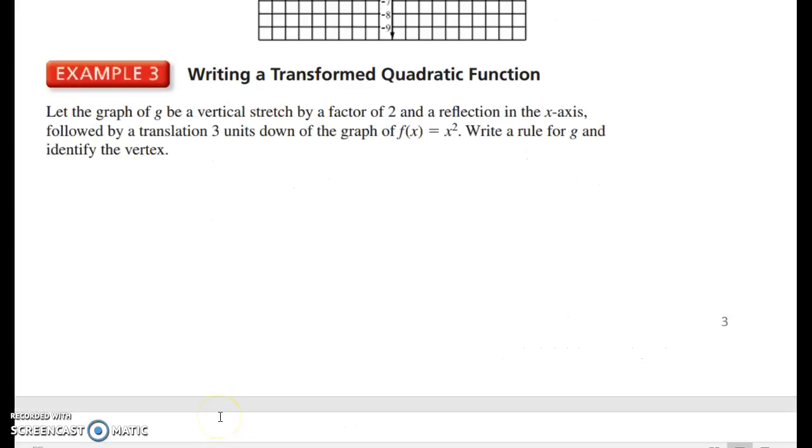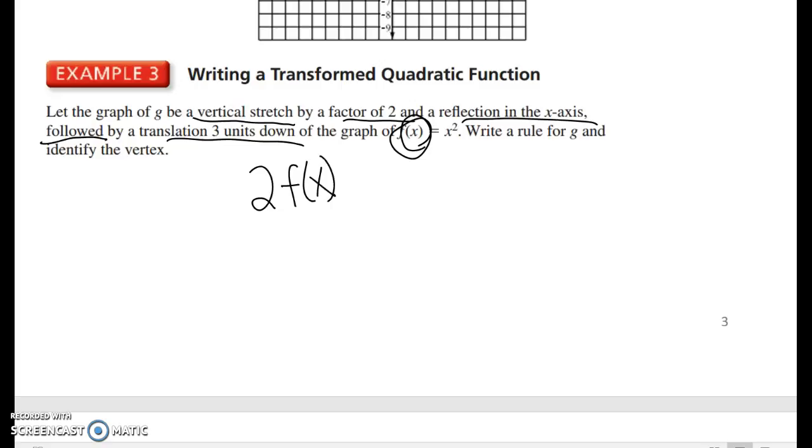Looking at your notes in example 3, we want to have g be a graph, a function that is a vertical stretch by a factor of 2 and a reflection in the x-axis, followed by a translation 3 units down. So starting with my f of x function, I know that a vertical stretch by a factor of 2 multiplies my f of x by 2. I also know that a reflection in the x-axis makes this whole function negative on the outside.